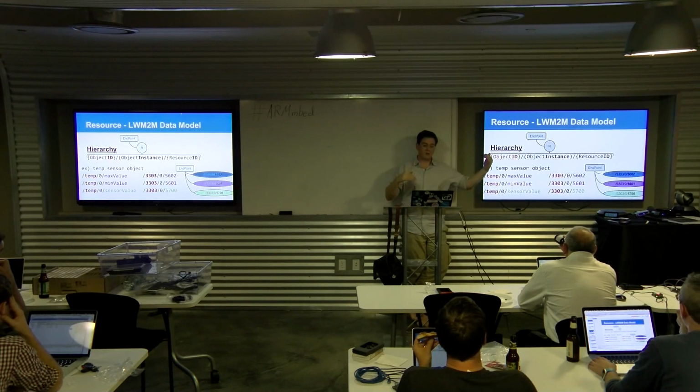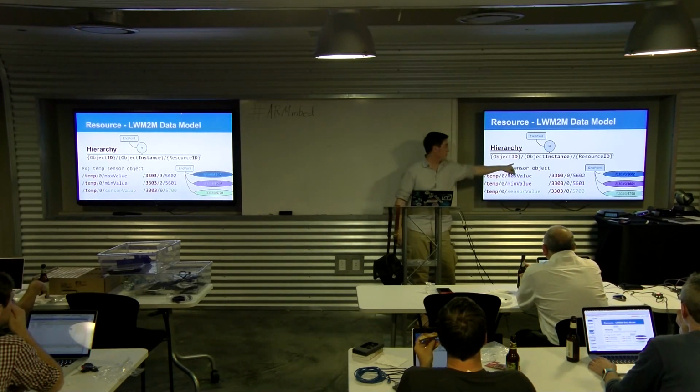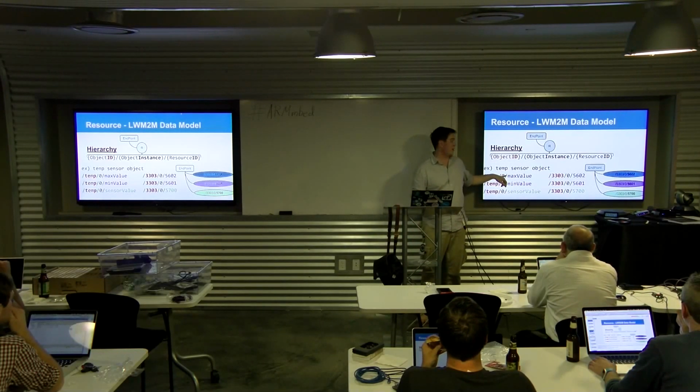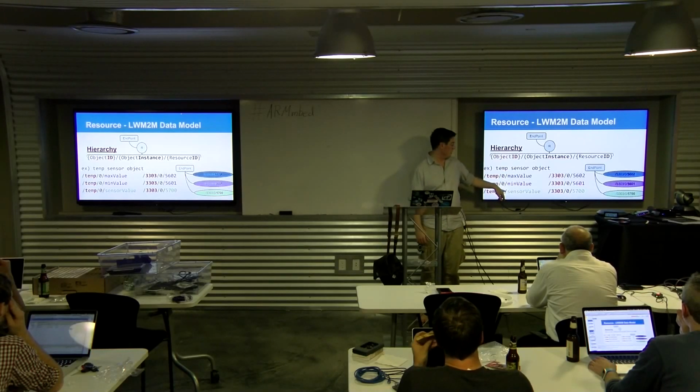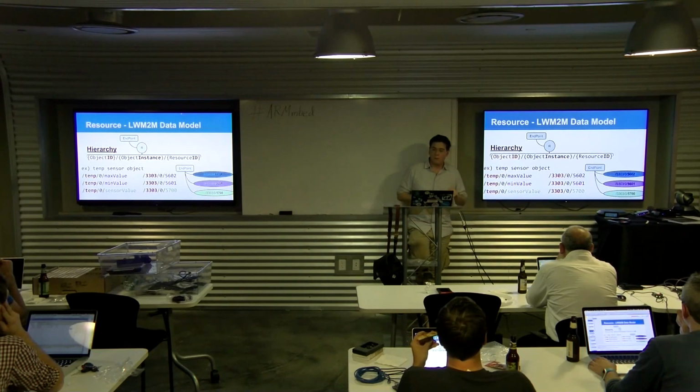So the temperature object ID, this bit right here, is 3303. First instance, so 0. And then max value, its unique identifier is 5602. Min value's unique identifier is 5601. And sensor value identifier is 5700. Any questions at this point, other than where I got these magic numbers from?